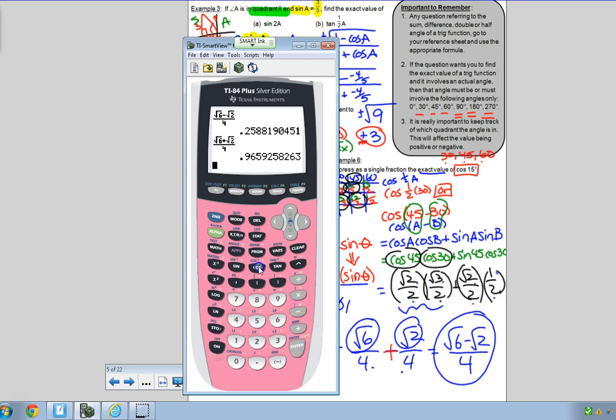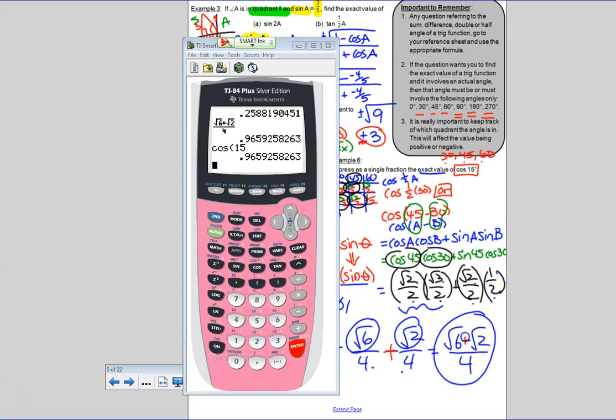Okay, and there's our value again. It is the same. I'll bring it up. So those two do match, but that is the more precise answer, with the plus sign. And that's the exact value of cosine of 15.